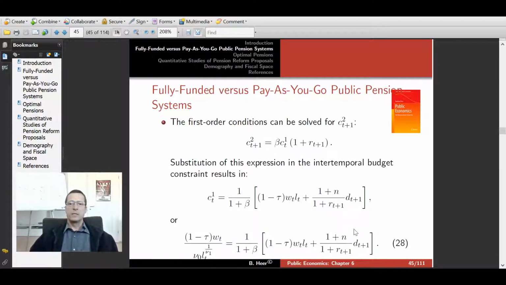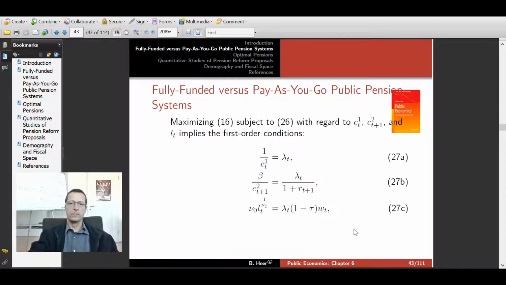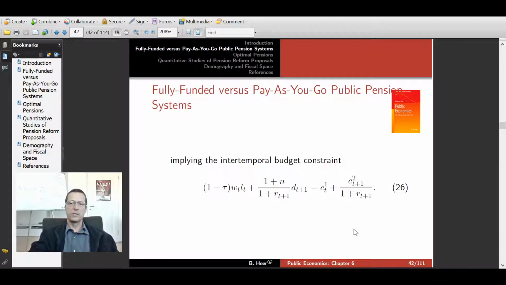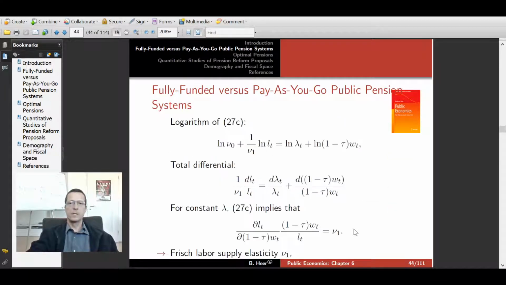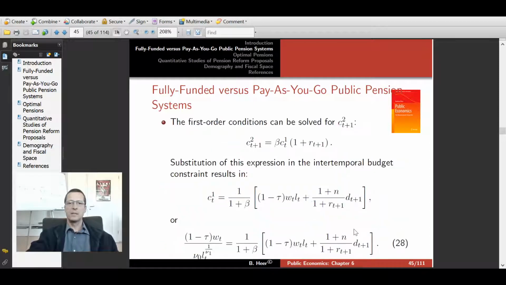So now we can substitute our Euler equation, our intertemporal first order equation, how much to consume today and how much to consume tomorrow, so how much we should save so that we have higher consumption next period, and how much we should consume today. We can substitute this in the budget constraint in equation 26 and derive the second equation on slide 45.